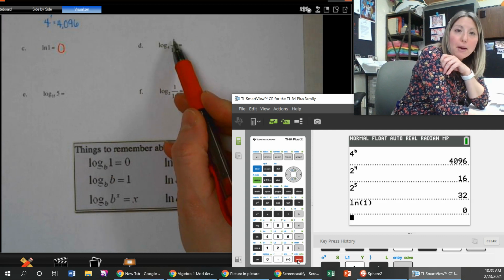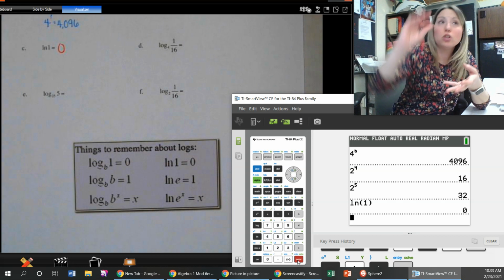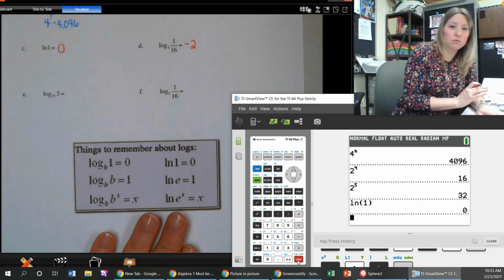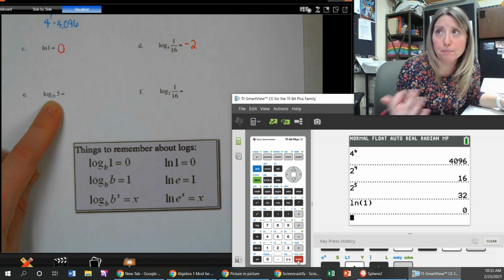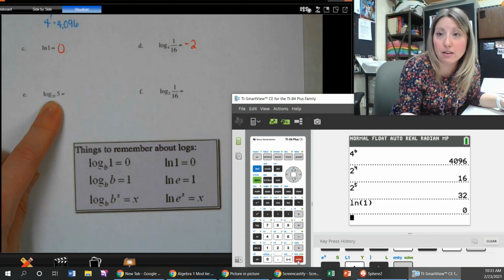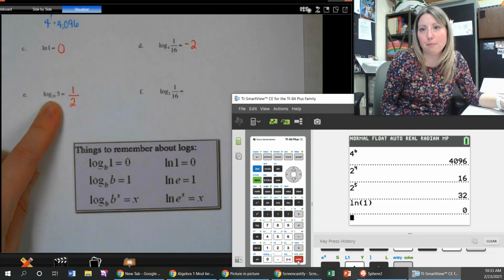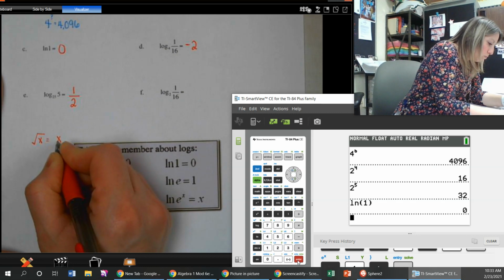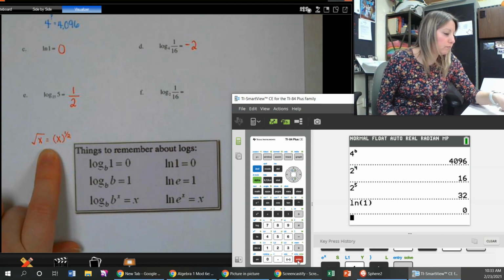4 to the what power is 1/16? Well, I know 4 squared is 16, so if I'm flipping it into a fraction, that's got to be -2. 25 to the what power is 5? Well, if I take the square root of 25, I get 5. What's the square root in an exponent? 1/2. Just memorize that conversion. You're going to see it a lot.